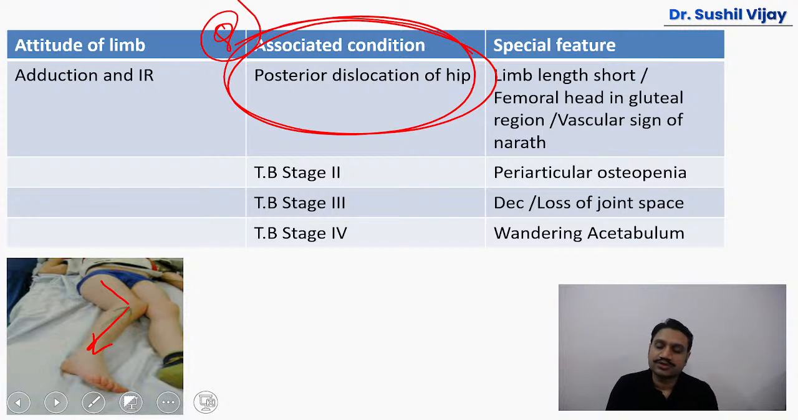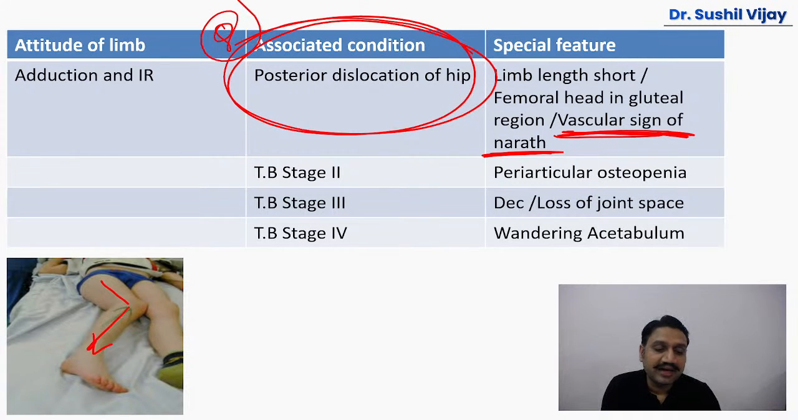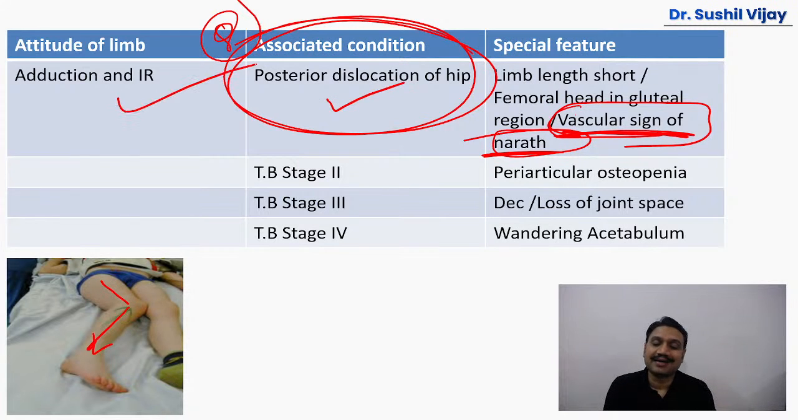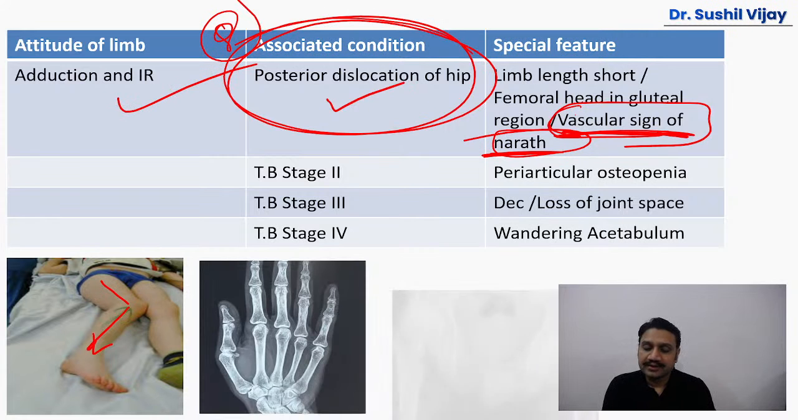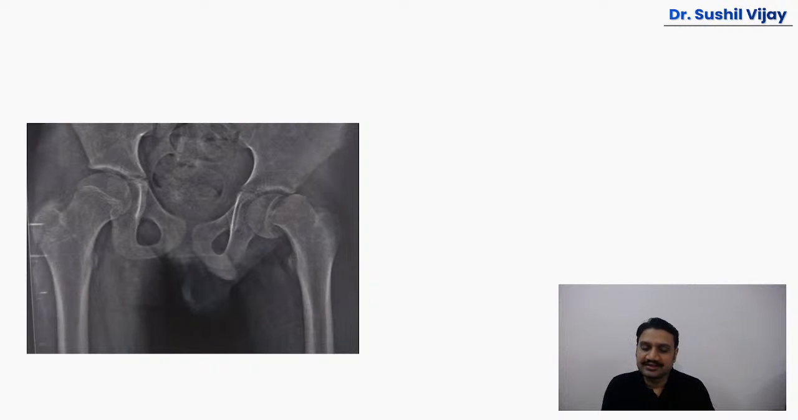And with the posterior dislocation of the hip, there is one very, very important sign related, that is known as the vascular sign of Narath. What is that? The vascular sign of Narath, that you will not be able to feel the femoral pulsations. That's the vascular sign of Narath. Seen where? In posterior dislocation, where the hip is adducted and internally rotated. So these are the attitudes of the hip in these situations.